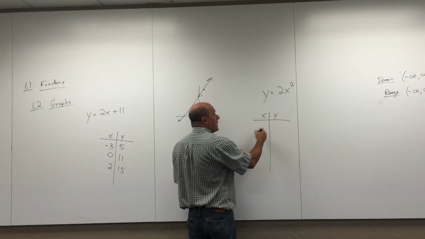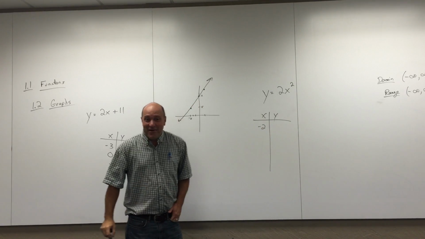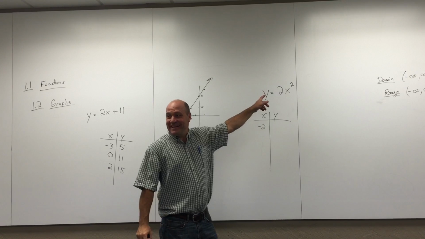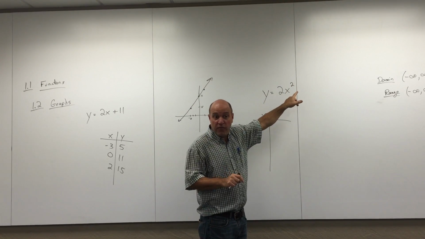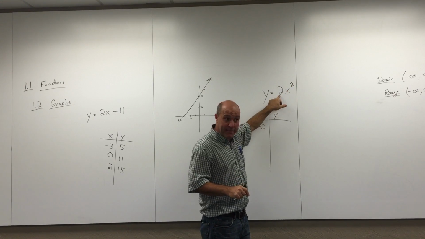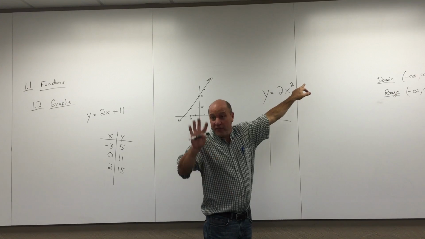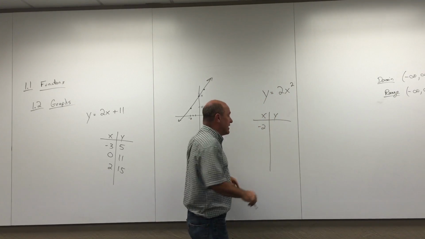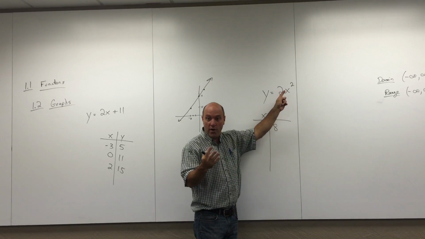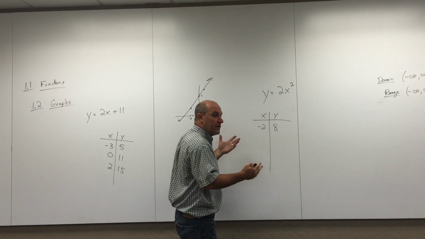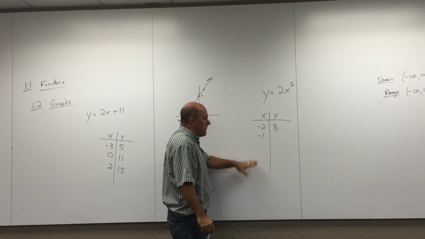I'll try -2 again. Now I have to know how to do this math. I'm plugging in a -2, and I am squaring it first, before I multiply by that 2, because you do exponents first. So it's -2 squared, which is 4, times 2, which is 8. So cool, that's an input and an output. Let me do -1.